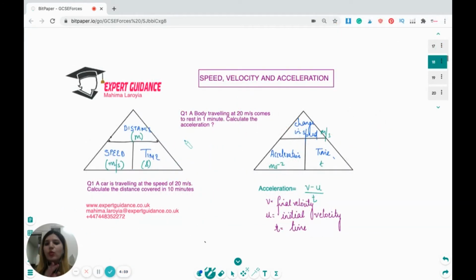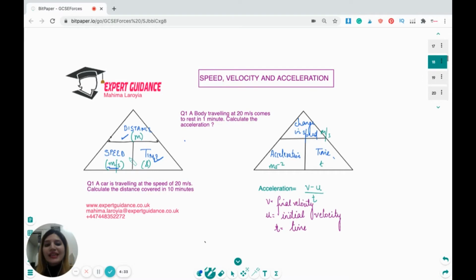Okay, so what is speed? Now we have been learning this since primary key stages. Speed is distance over time, and speed is a scalar quantity. Velocity is a vector quantity. Velocity is the speed in a given direction. And if the speed is in meters per second, then the distance is in meters and the time in seconds. We can rearrange this triangle to find the distance. We can do speed times time.